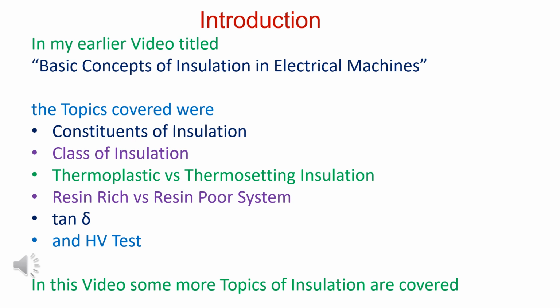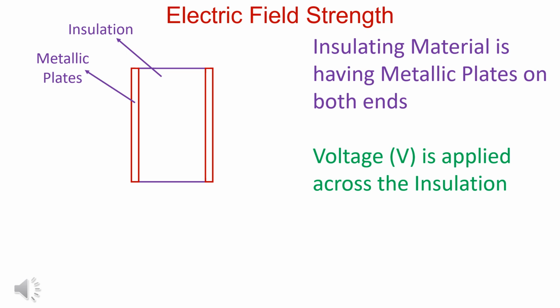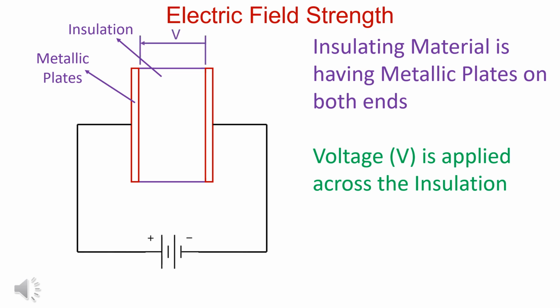Various concepts of insulation were covered in my earlier video. Let us explore some more aspects of the insulation. Electric field strength is expressed in kV per mm. It decides the required thickness for a given voltage. Let's apply voltage V across the insulation.